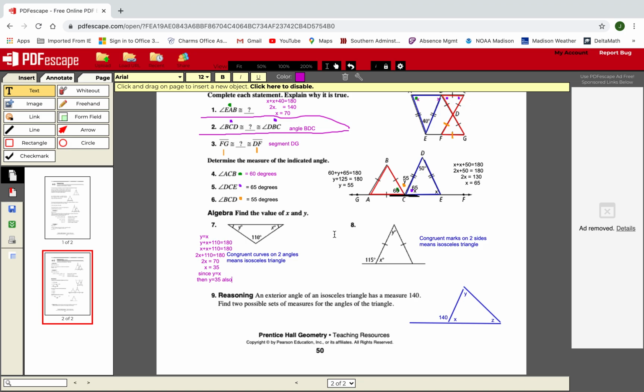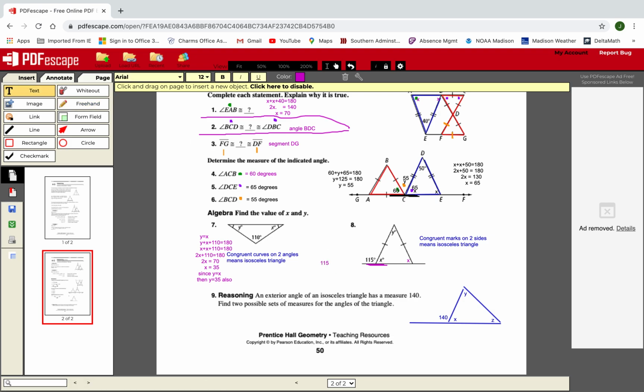All right. So on number 8, again, we have these congruent slashes on the 2 sides, and congruent marks on 2 sides means that it is an isosceles triangle, okay? If it's an isosceles triangle, then these base angles are equal to each other, okay? So I know that this is also an x. Now, the 115 and the x together make a straight line. These make a straight line, which means that 115 plus x must equal 180. So let's start with that.